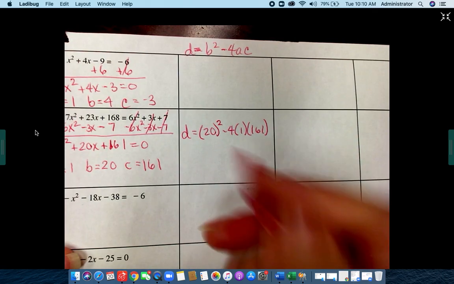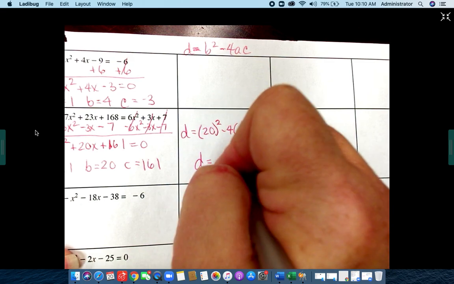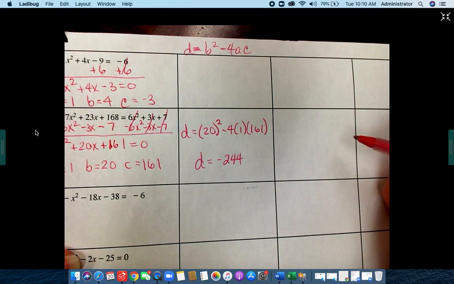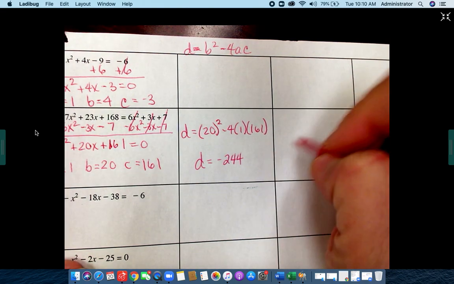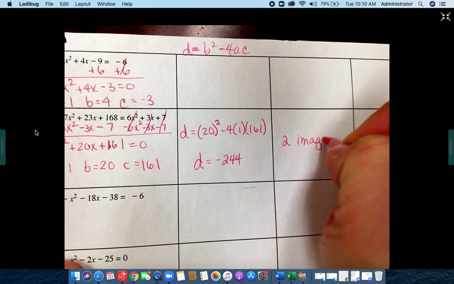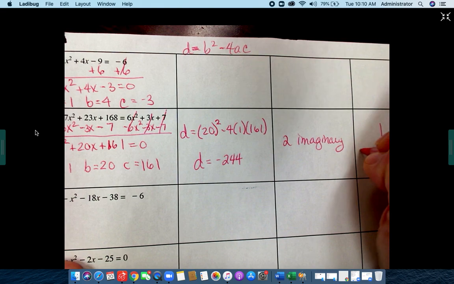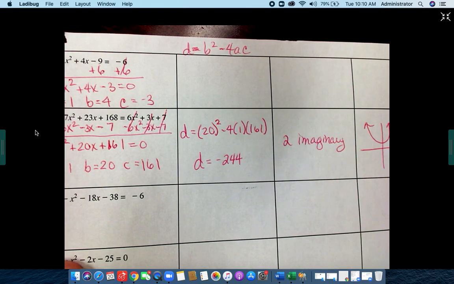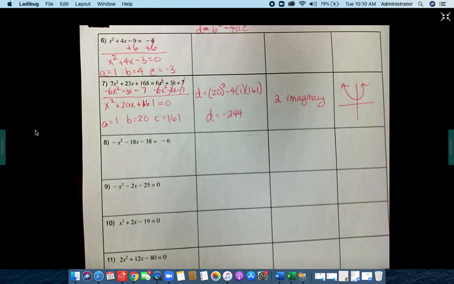We keep getting these imaginary ones, don't we? So again, look back at the first part, the nature of roots, and if it's negative, we're going to have two imaginary roots, and it's not going to hit my x-axis at all. So that's all I expect you to do, guys.